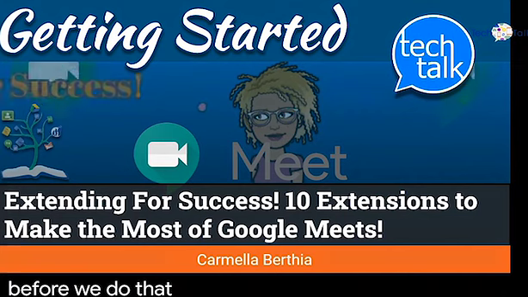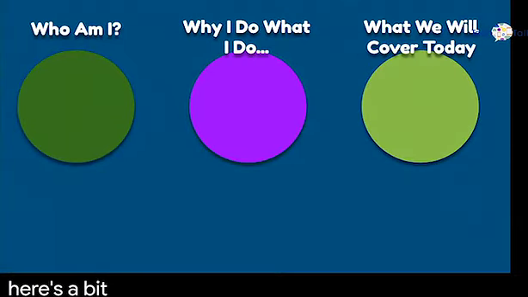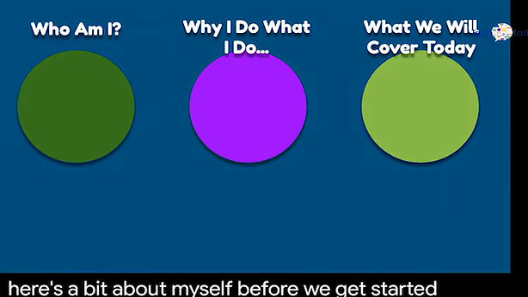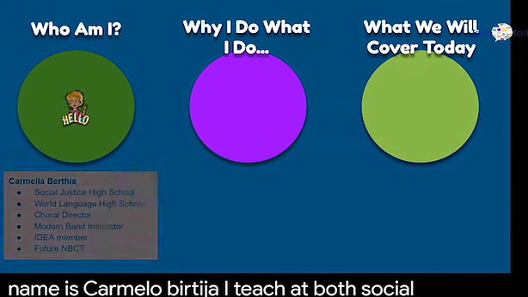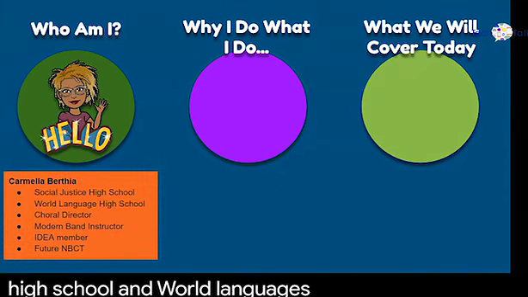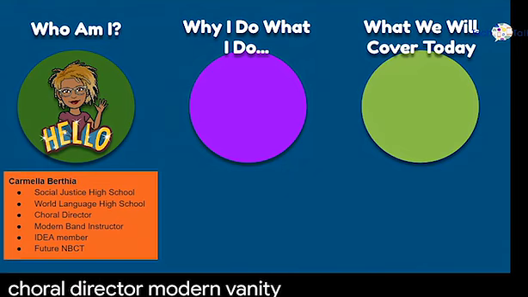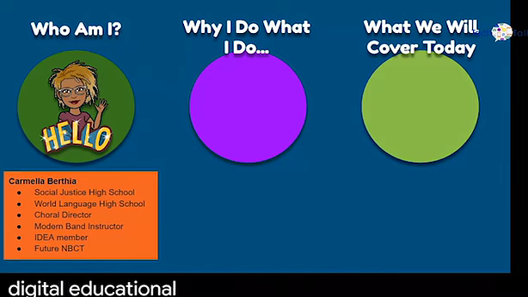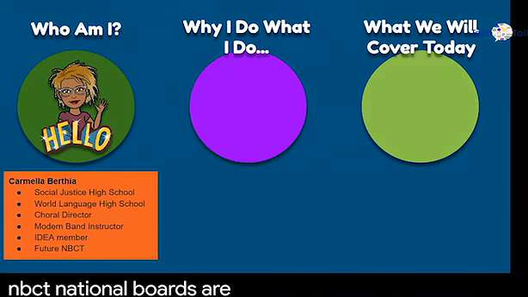Before we do that, I just want to introduce myself. So here's a bit about myself before we get started. My name is Carmela Berthia. I teach at both Social Justice High School and World Language High School. I am a choral director, modern band instructor, IDEA (Illinois Digital Education Association) member, and a future NBCT, National Board Certified Teacher.